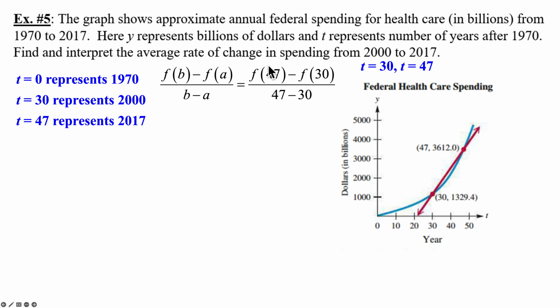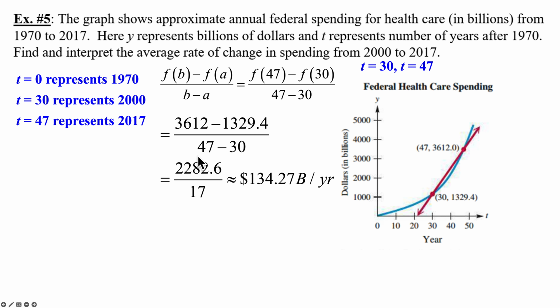All right, so here f of 47, that's going to be the second y coordinate, minus my first y coordinate of 1,329.4 when x was 30. Just finding the slope, I opted to write this in function notation so you can see we're reading it off the graph. We get 2,282.6 divided by 17, which is 134.27 billion per year. Wow, it's a lot of spending.